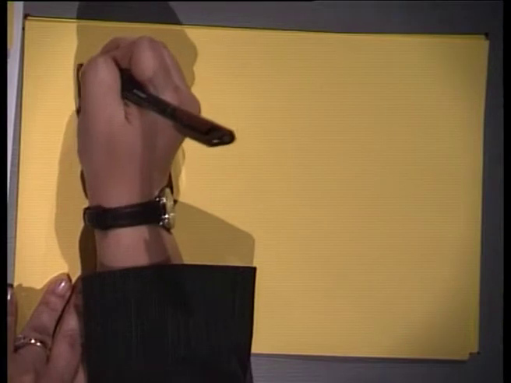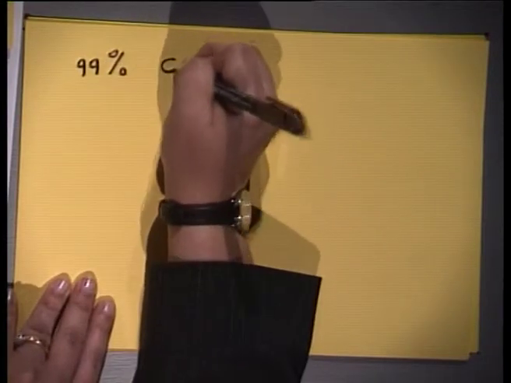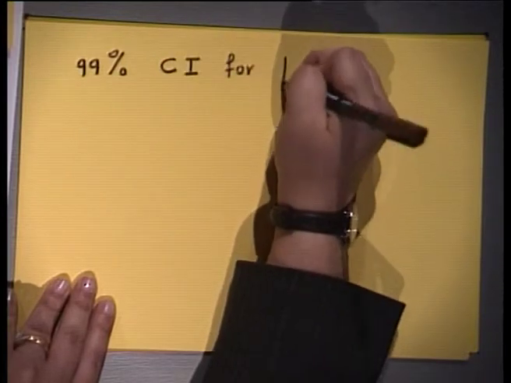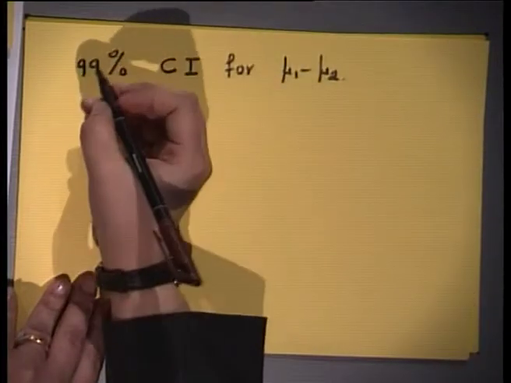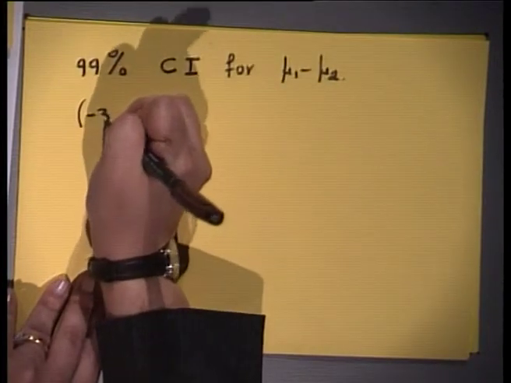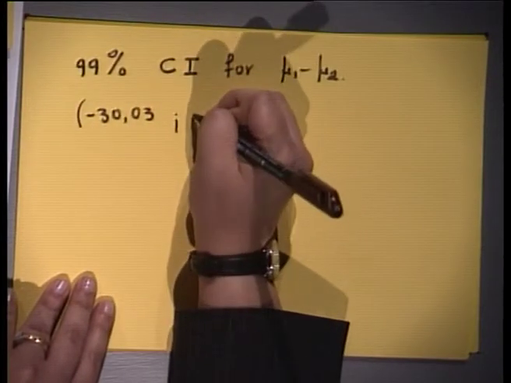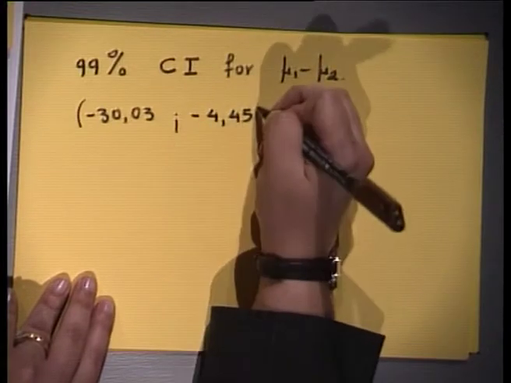Now, taking the square root and substituting here in our data, we have that the 99% confidence interval for mu1 minus mu2 is actually given by minus 30.03 to minus 4.45.